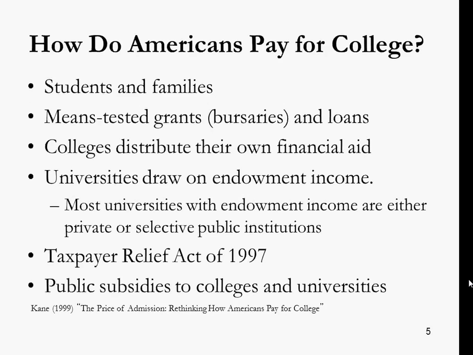Now, a brief overview about Americans in college. How do Americans pay for college? It's different than many European countries, although some European countries are moving more and more towards what it's like in the US. For example, tuition in Britain is now currently around £9,000. In the US, of course, students and families pay for tuition.